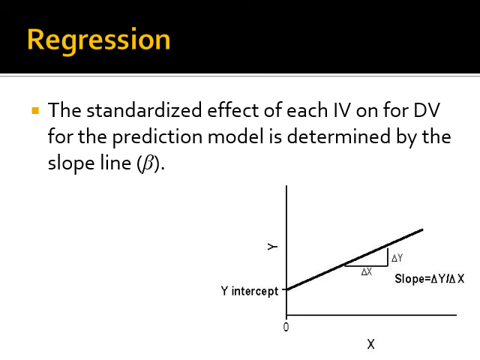So how do we determine regression? Well, regression is based on different kinds of numbers than correlation. Regression looks at the standardized effect for each independent variable and the dependent variable by looking at what's known as the slope line. This is called B in an unstandardized format and beta in a standardized format. You can see there what the slope line is, rise over run: as one increases, the other increases, and we're interested in that relationship.